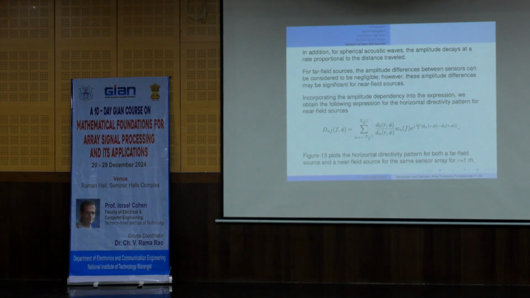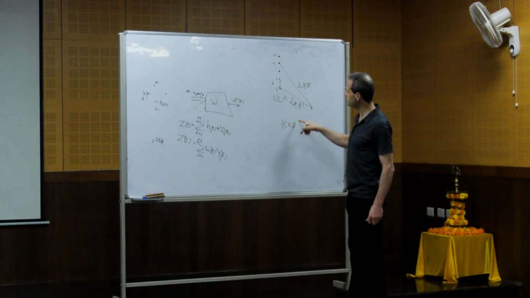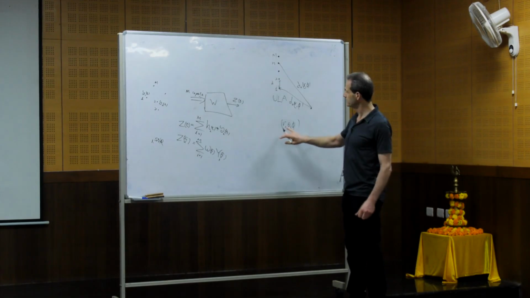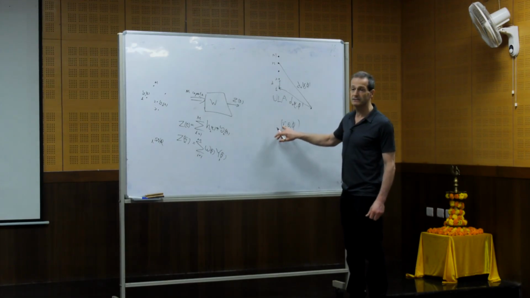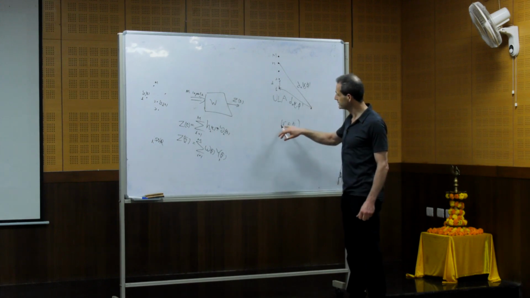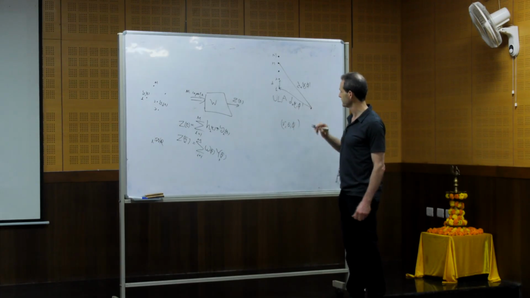we can call it at a certain position, r, theta, phi. We can assume that we have a certain position of the near field source. For far field, we don't need to specify r, the distance, because it's far field. But for near field, we need to specify r in addition to theta and phi, the direction. This is the direction, this is the distance.